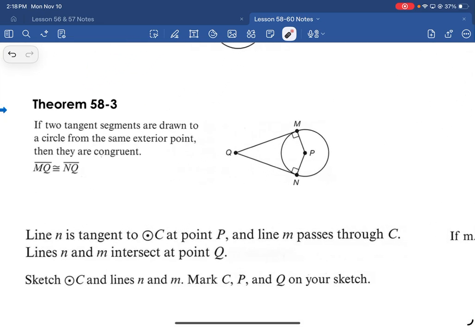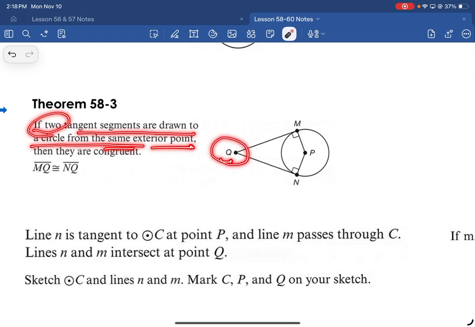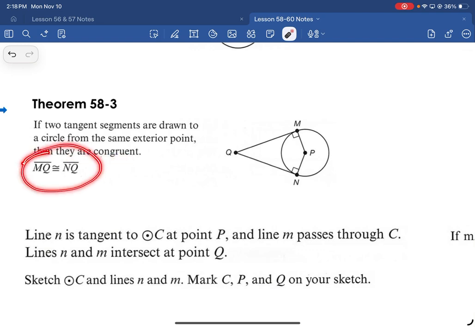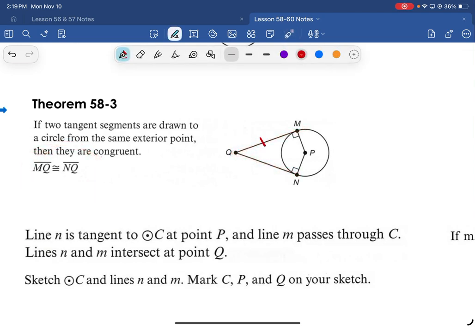Last theorem, 58-3, says if two tangent segments are drawn to a circle from the same exterior point, look over here. Do you see this exterior point Q? Do you see how both of these tangents are drawn from the same point? When that happens, you know based off of this theorem that they are congruent. So segment MQ is congruent to segment NQ. So take your pen and draw a tick mark on both of those on your diagram to show that both of those are congruent to each other because they're coming from the same exterior point.